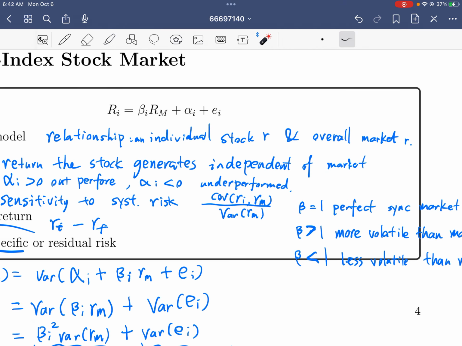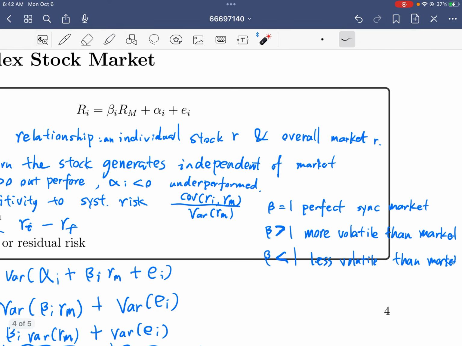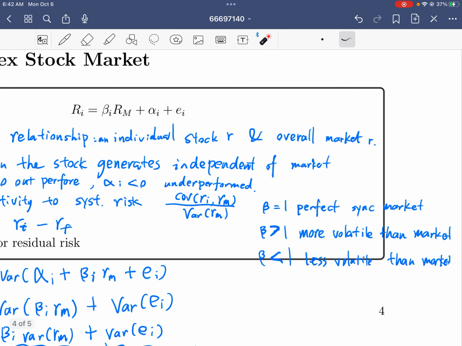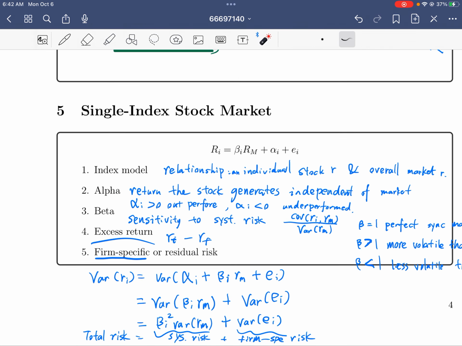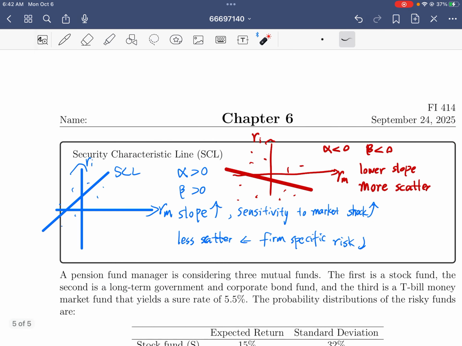If it is equal to 1, it means this individual stock perfectly syncs with the market. If larger than 1, it means it's more volatile than the market. If smaller than 1, it means the stock is less volatile than the market.